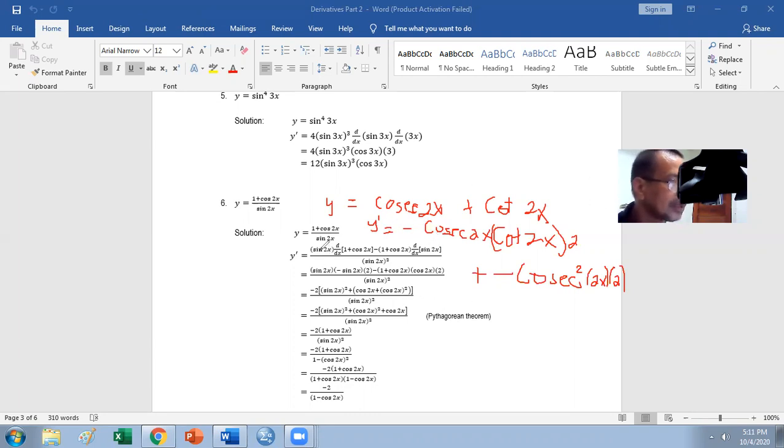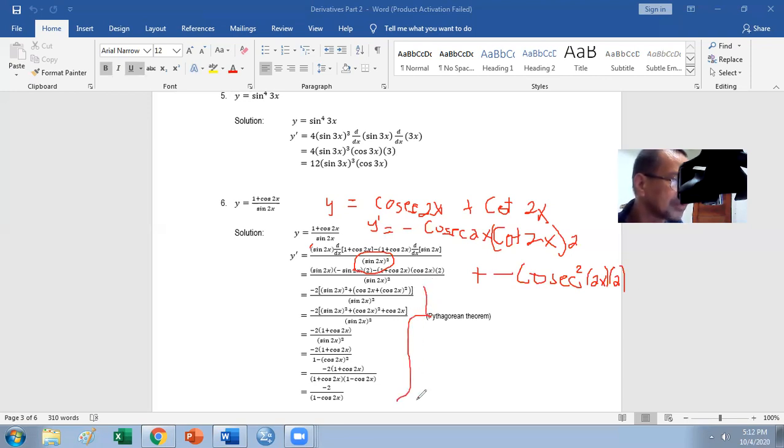Ito rin, ang ginamit niya quotient. No? Look at this. Denominator agad to, sine 2x squared, and then sine 2x there times the derivative of the numerator minus this numerator times the derivative of the denominator. So you will have what? Okay, sine 2x times negative sine 2x times 2 minus 1 plus cosine 2x times cosine 2x times 2. And I will leave this to you in simplification at all, no?